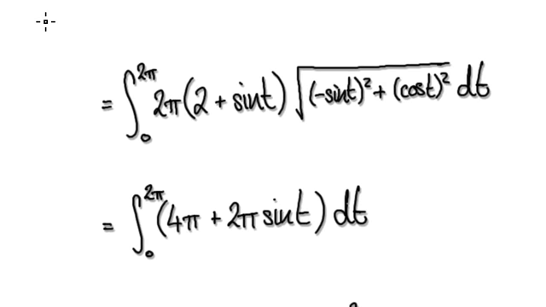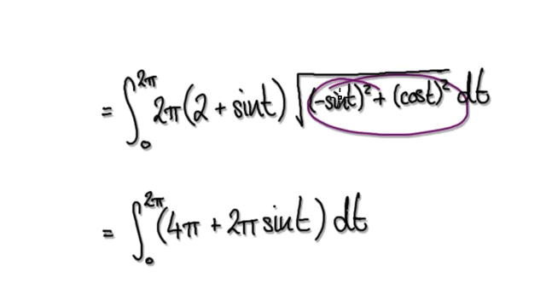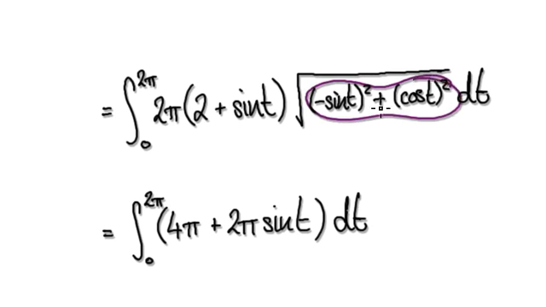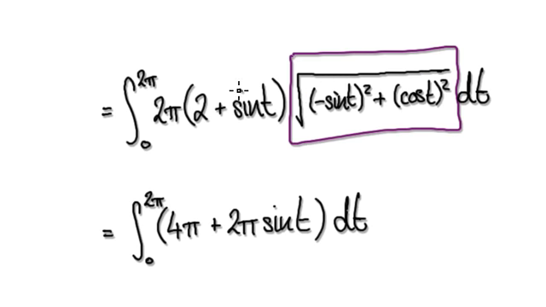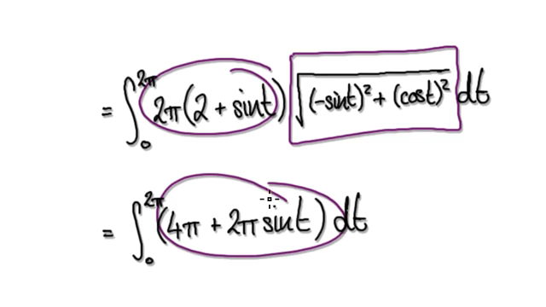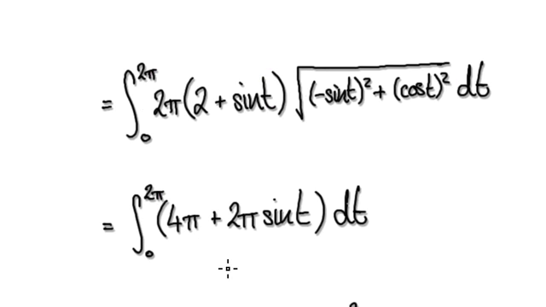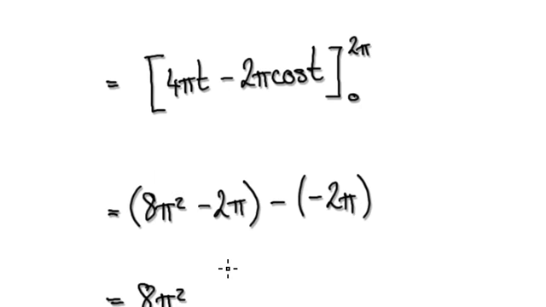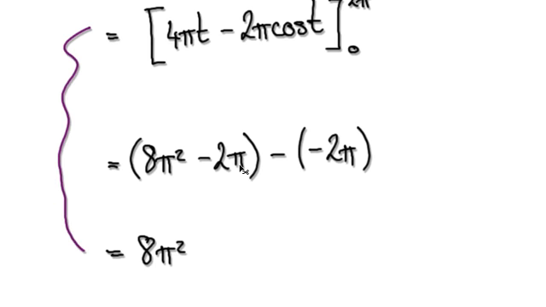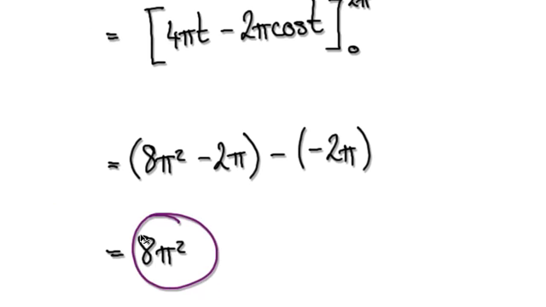When you square this, this whole thing here is actually 1. So that will mean this is 1, and you're just left with this. Now integrate it. It will then give you this, and then it's blah blah blah, giving you the answer of 8 pi squared. So that's your surface area.